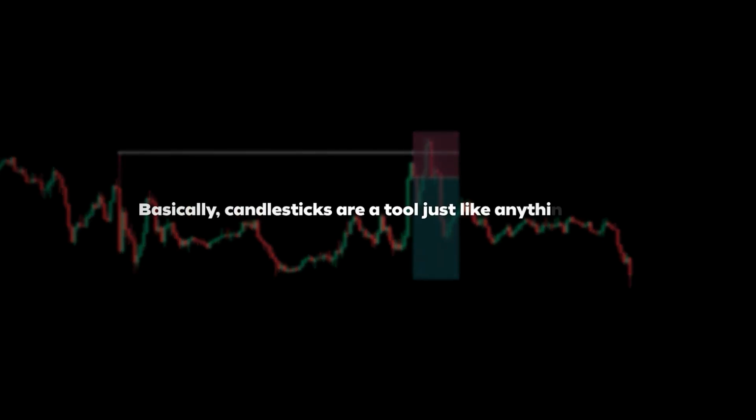Basically, candlesticks are a tool just like anything else. They aren't going to be a magic bullet. You're not going to all of a sudden win every trade you take, but they're a valuable addition to any trader's tool belt.